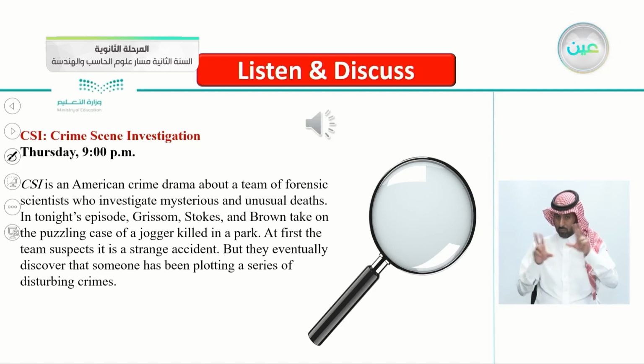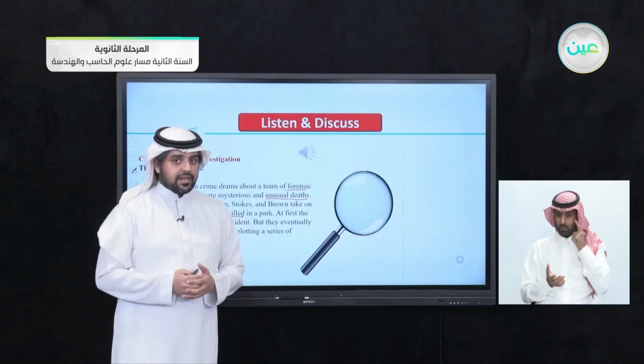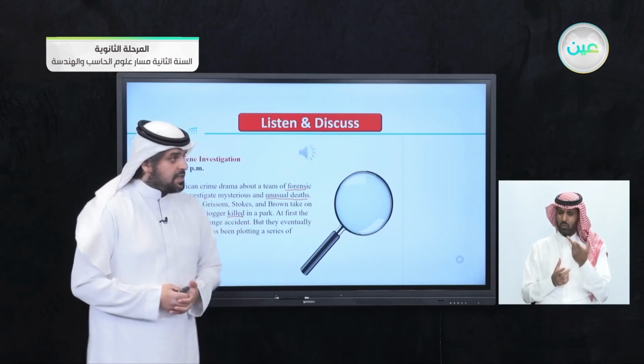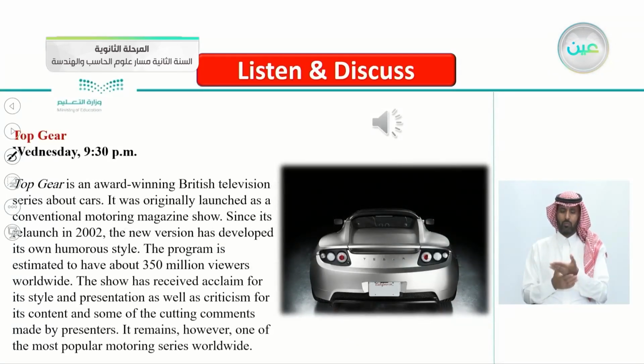So the TV show here is CSI, which is an acronym, of course, for Crime Scene Investigation. CSI is an American crime drama about a team of forensic scientists. Who are forensic scientists? They are the people or the scientists who investigate unusual deaths. In tonight's episode, Grissom, Stokes, and Brown take on a puzzling case of a jogger killed. So he was killed. That's why they need the forensic scientist. In a park. At first, the team suspects it's a strange accident, but they eventually discover that someone has been plotting a series of disturbing crimes. So this is a well-known American TV series regarding many deaths, and the forensic scientists try to figure out who is the culprit. The next one here is a well-known TV show, Top Gear.